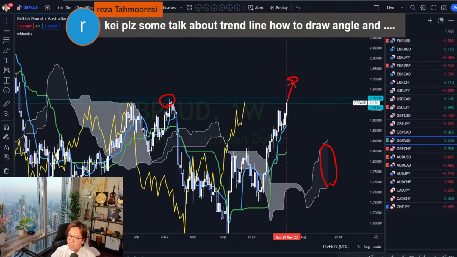Okay. Reza says, please talk about trend line, how to draw angle. How to draw? It's really simple. You just look for at least 2 dots and connect those 2 dots and draw trend lines. Yeah, I have actually shown some examples today, so you can look back at the archive and see how I draw these lines today.